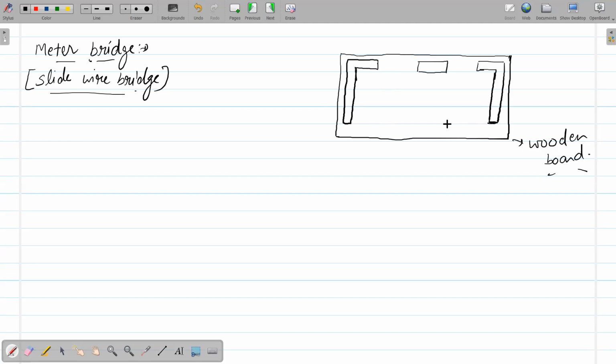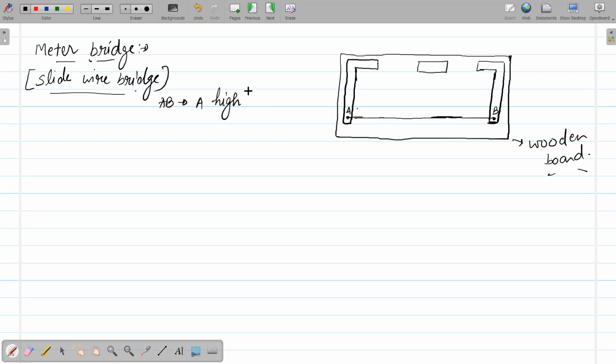Students, here we have a wire connected at these 2 points with the help of nails, right? These nails are fitted into the board over the copper strip. This is the wire we are having, and let's say this point is A and this point is B. Let me tell you something about AB.